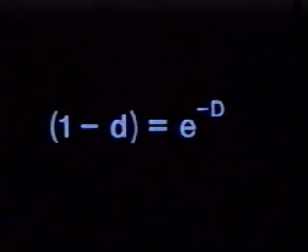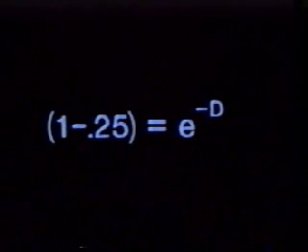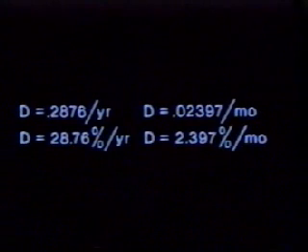An annual decline rate d equal to 25% is equivalent to a continuous decline rate, capital D, of 0.2876 per year. And if we divide that by 12, we get 0.02397 per month. Each of these has its respective percentage values. Often you will hear the continuous decline rate, capital D, referred to as the nominal rate, and the annual decline rate, small d, referred to as the effective decline rate.